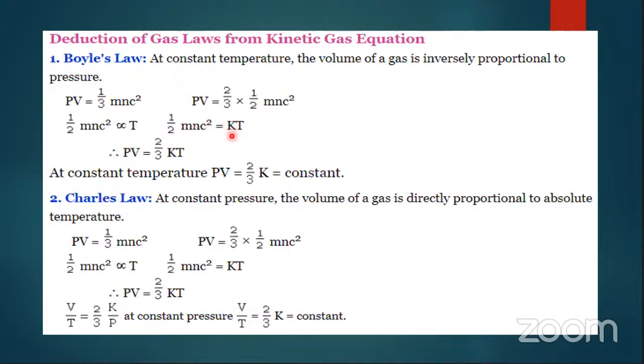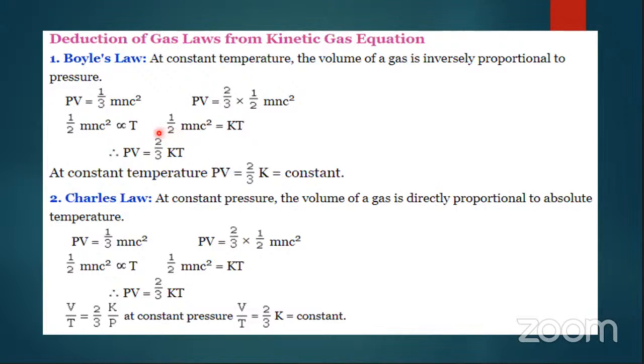T is at a constant temperature, because this is Boyle's law. This is Boyle's law. So KT we have taken. So PV is equal to 2 by 3 this KT. Understood? PV is equal to 2 by 3. In this 1 by 2 mnc square, we can write KT. So nothing, PV is equal to 2 by 3 KT.